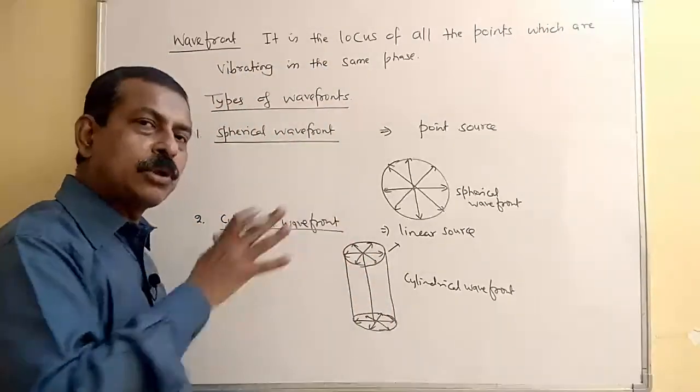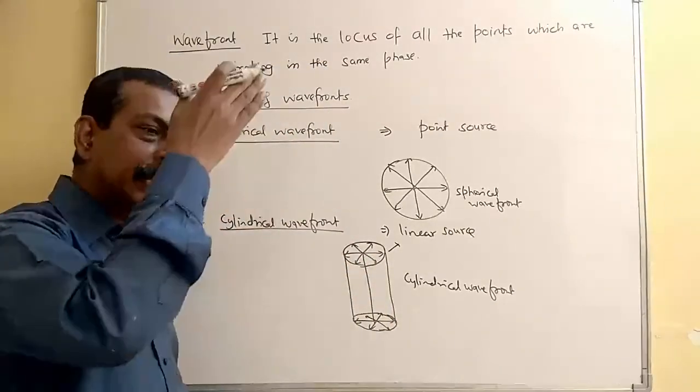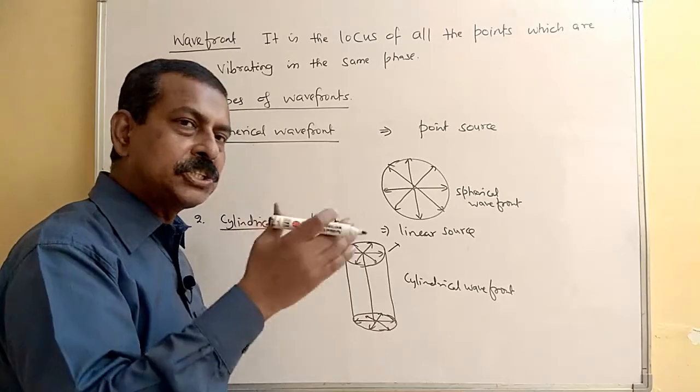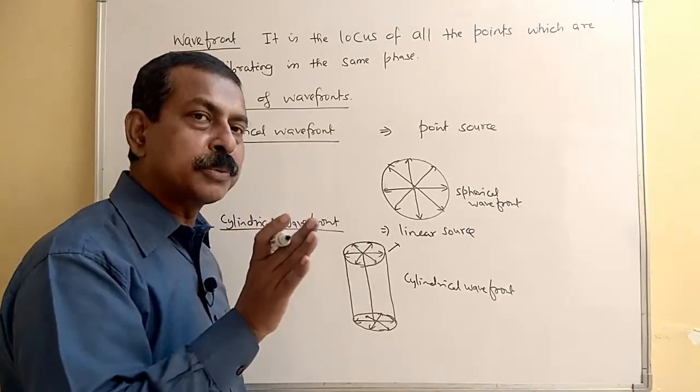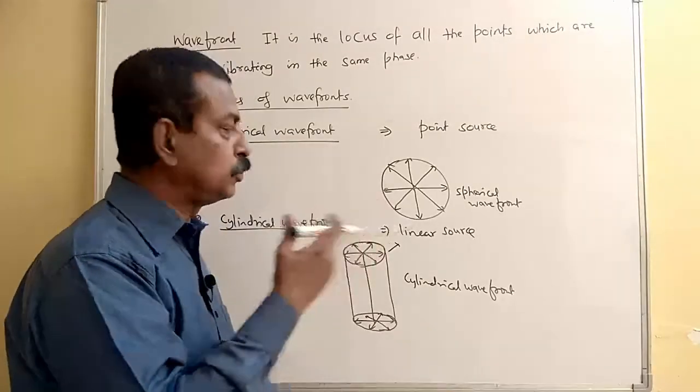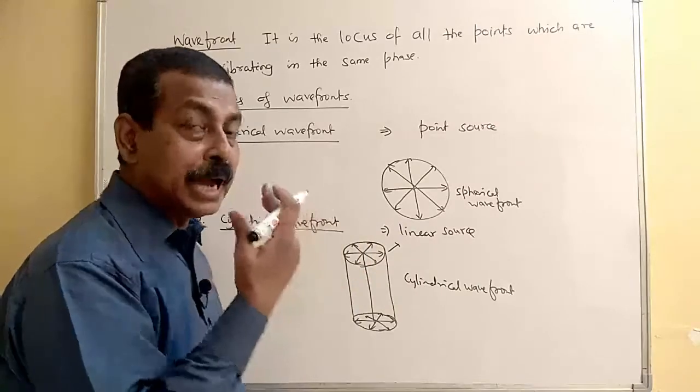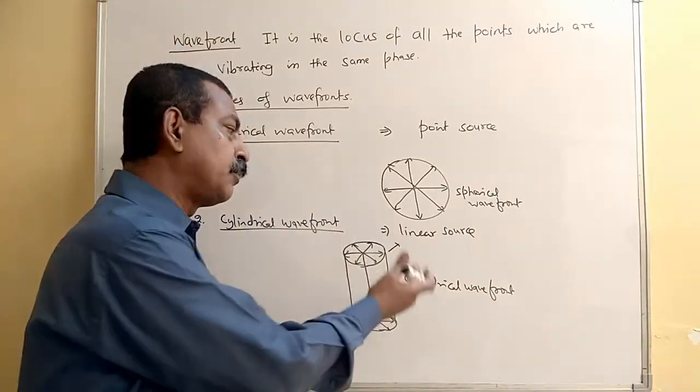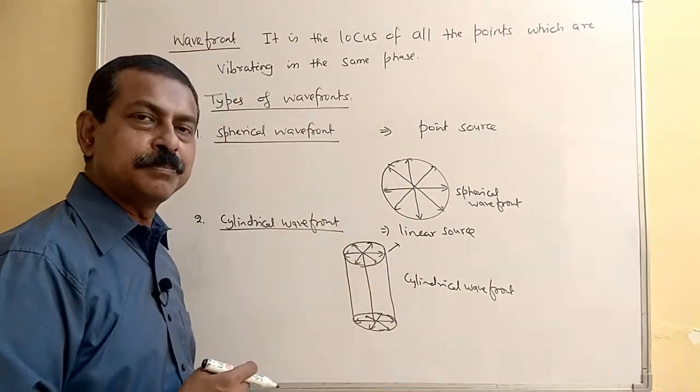Because the waves are going in all possible directions. You take any tangential plane which is perpendicular to its propagation, and that will give you the wavefront at that particular instant. So that will be cylindrical in shape.